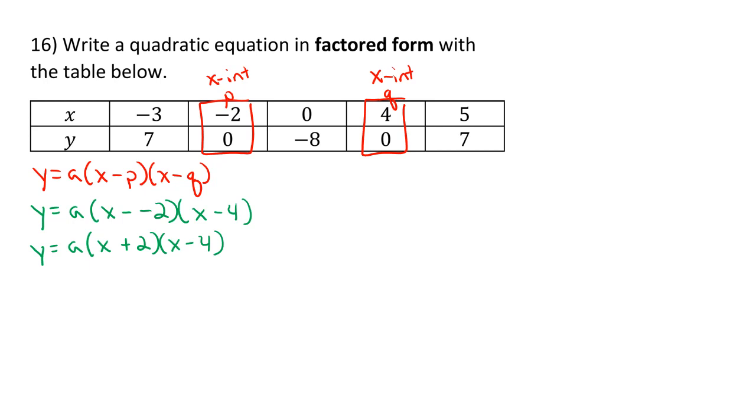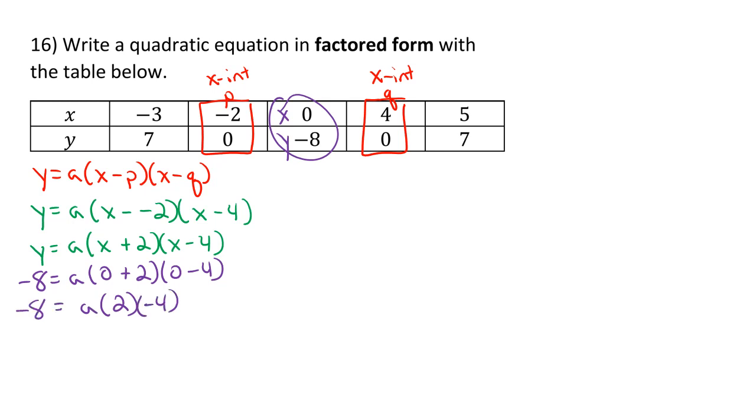Now you should just pick some other point, whatever point you think is easiest to plug in for x and y to find your values. I'm going to plug in the 0 and -8 because I think 0 is an easy number to work with. So my y value is the -8 and my x value is the 0. So I'll have -8. My x's are all zeros. Now I'm going to solve for a. I'm going to start with the parentheses. 0 plus 2 is going to be 2. 0 take away 4 is -4. 2 times -4 is -8, so I have -8a. I'm going to divide both sides by -8, so a is a 1.